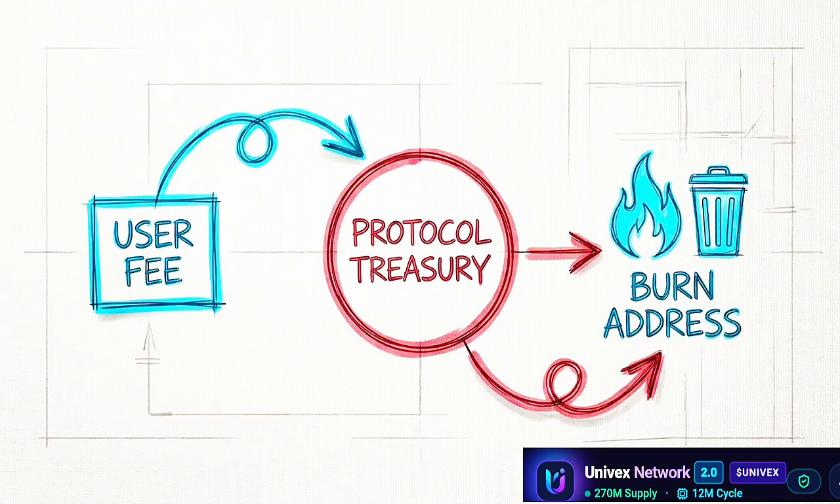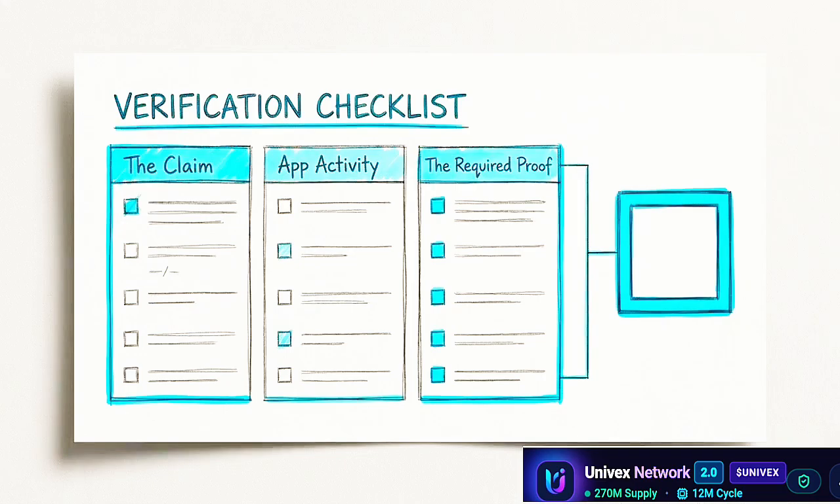In theory, this creates a closed-loop economy. Users pay fees, and those tokens are burned or locked to offset the inflation from the reward payouts. To test these claims against reality, we need an evidence audit. We have to map out exactly what proof is required to justify the valuation.